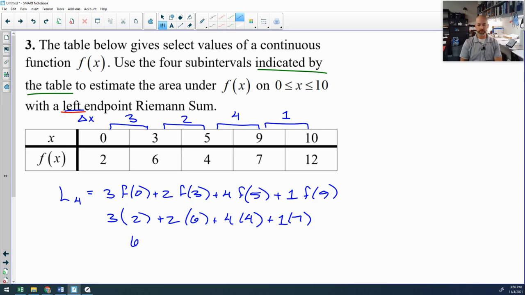And we just do the arithmetic. That's 6 plus 12 plus 16 plus 7. What's that? 18, 34, 41 is what I'm getting. Hopefully I did that correctly. I just slapped that together very quickly in my head. I think I'm right. 18 and 16 is 34, plus 7 is 41. Yeah, I like that. So there we go. And there's some Riemann sum examples for you. Hopefully that makes a little bit of sense.